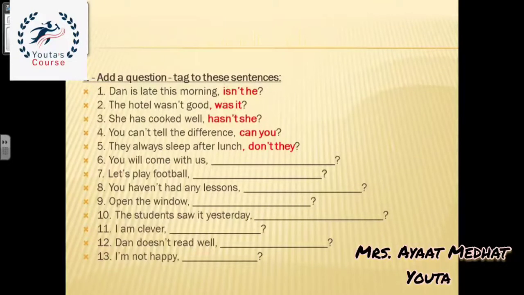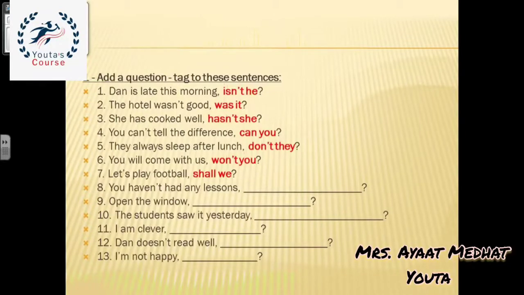You will come with us. We have here one of the modal verbs, will. In the negative, it will be won't. Not will not, of course, because we must use abbreviations. Will you? Won't you? Let's play football. We said before that let's is always shall we?